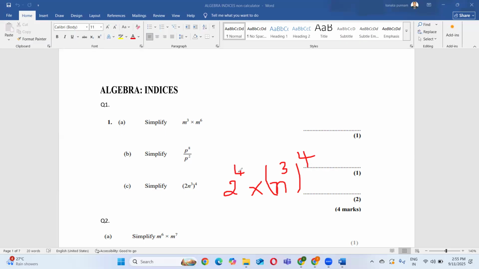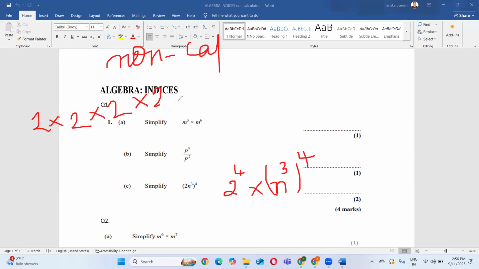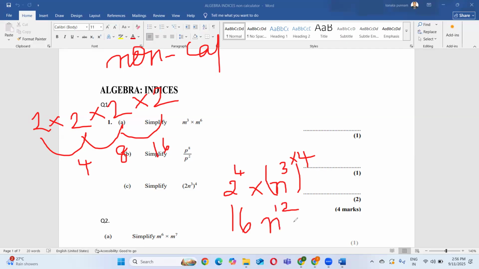Then 2 power 4 is nothing but, you can check in the calculator, but do remember that this is non-calculator. 2 times 2, 4. 4 times 2, 8. 8 times 2 is 16. So 2 power 4 means 16. And here, the power inside the bracket and outside the bracket, what happens between them? They get multiplied. So 3 times 4, 12. So 16 n power 12 is the final answer.